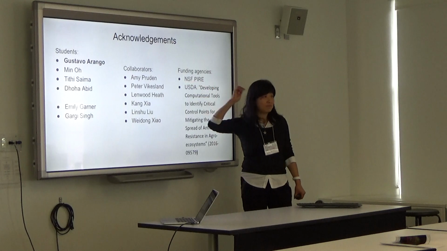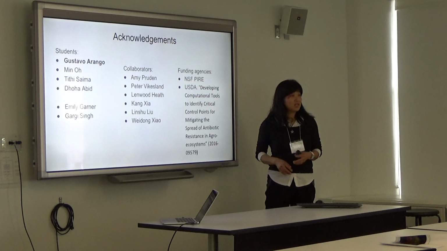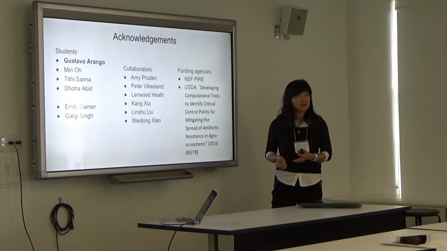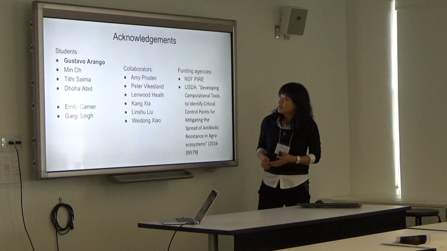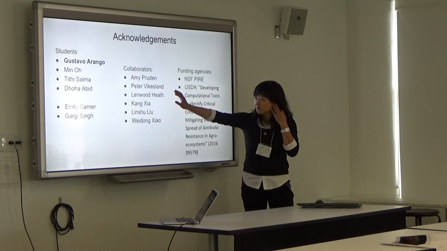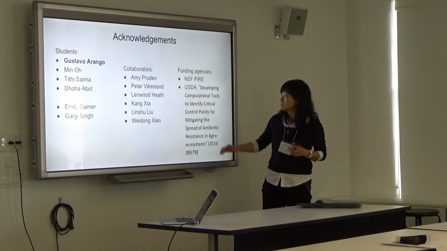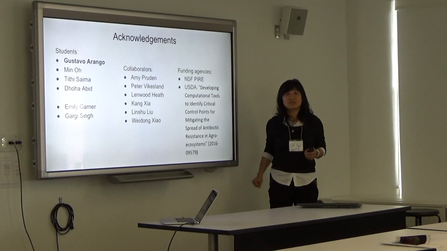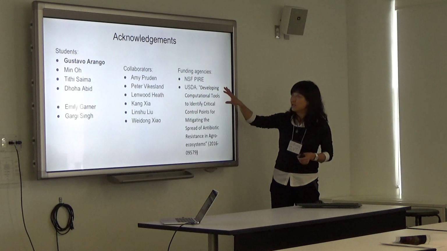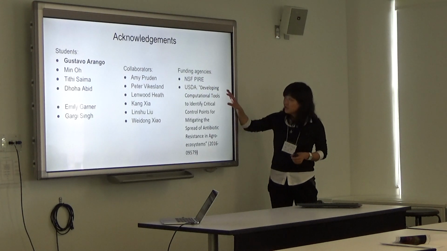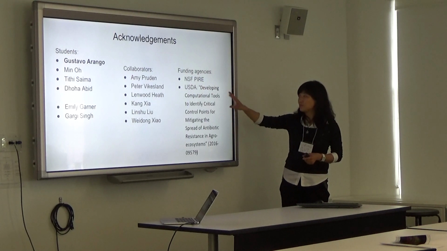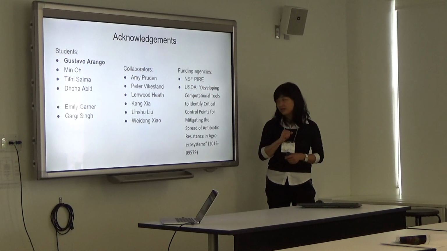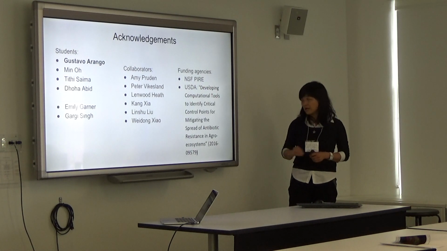Amy Cruden is the main person that started the collaboration and brought us into this field of antibiotic resistance. Peter and these are from different departments. And this is the funding agency, so we are funded by NSF. Diana is part of the team, and Peter is the PI. Then we got funding last year from USDA. This is the title: developing computational tools to identify critical control points for mitigating the spread of antibiotic resistance in agrosystems.